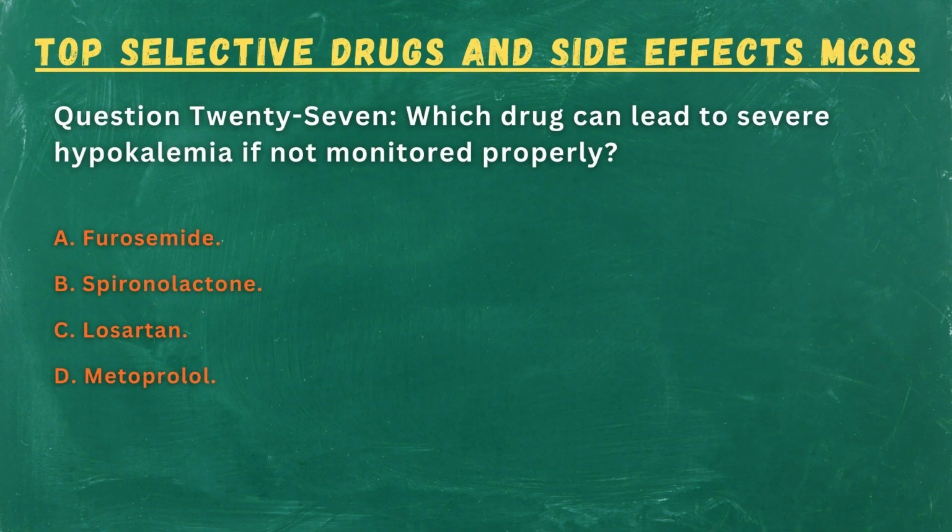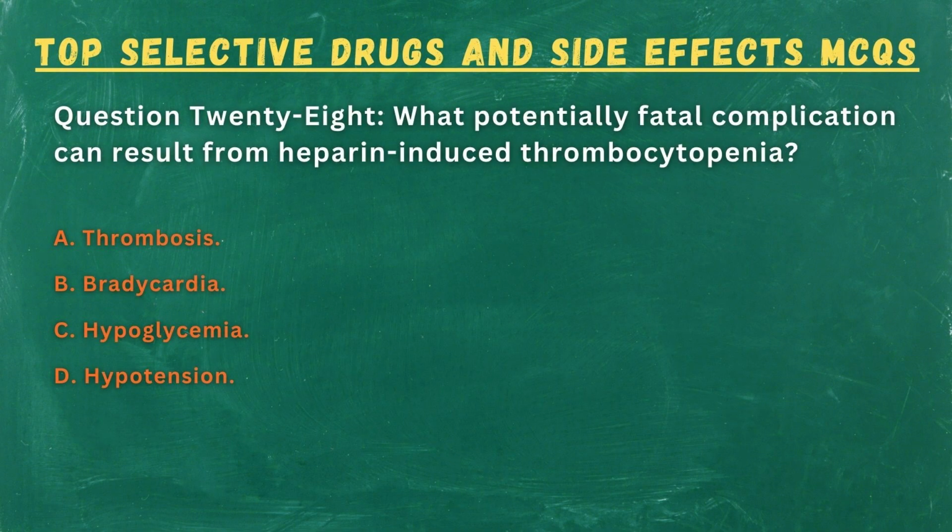Question 27. Which drug can lead to severe hypokalemia if not monitored properly? A. Furosemide. B. Spironolactone. C. Losartan. D. Metoprolol. Answer: A. Furosemide.